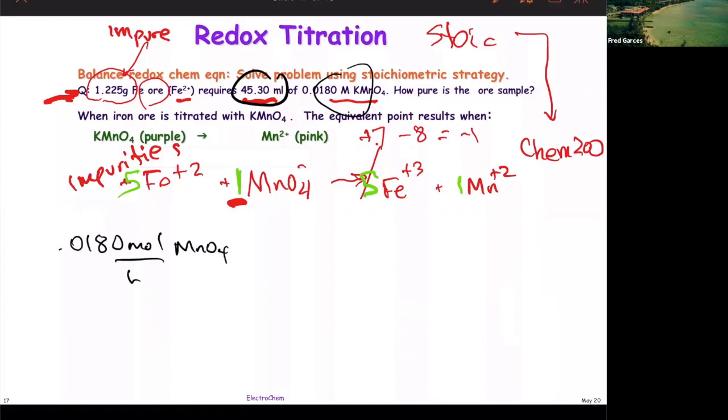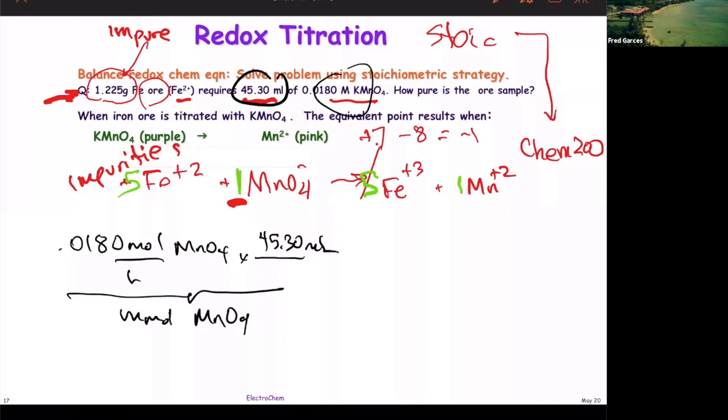You know that you've used 45.3 milliliters. That'll get you the millimoles. This right here gives you the millimoles of MnO4. So you can convert this to moles by moving the decimal 3 places over. So let me just do that and make this liters. That way I have moles. Then this is why you balance this equation. For every 1 mole of MnO4, remember that's what you have here, you've got 5 moles of iron.